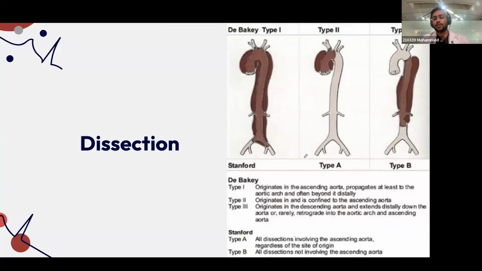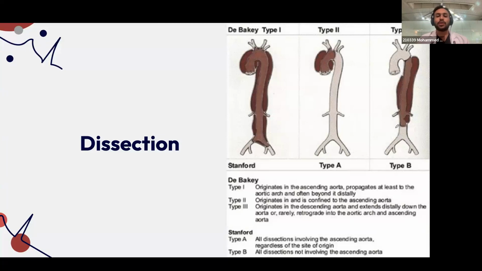So then for Stanford, it's a lot simpler. It has to involve the ascending aorta. Whether or not it involves the descending does not matter. It has to involve the ascending. The most important thing about Stanford A is ascending. And if you want to remember it, A for ascending. Okay. For type B, it only involves the descending. It will never involve the ascending.